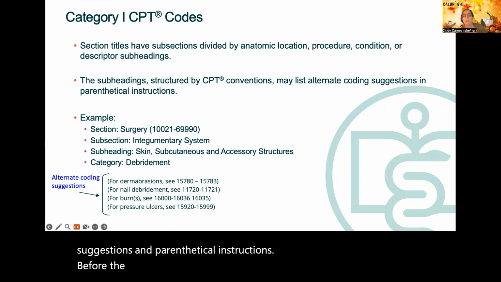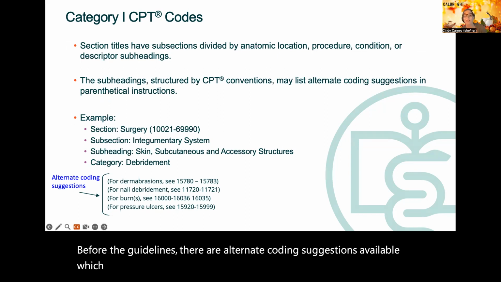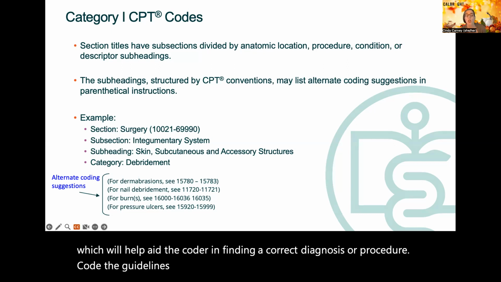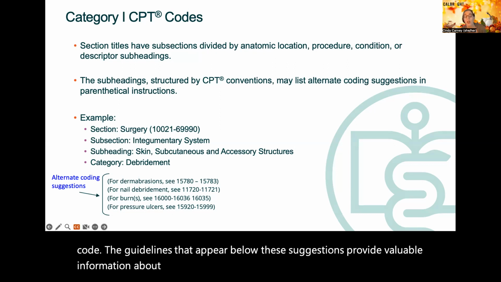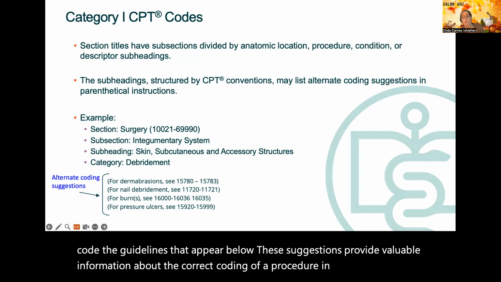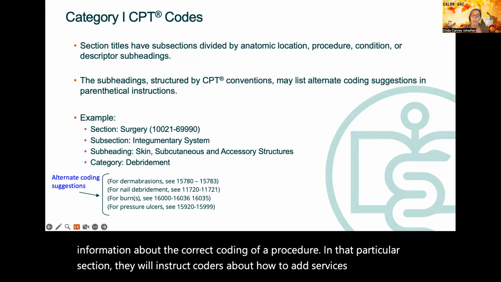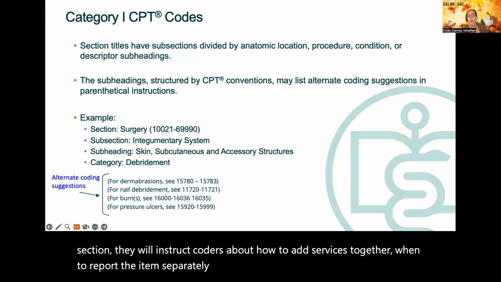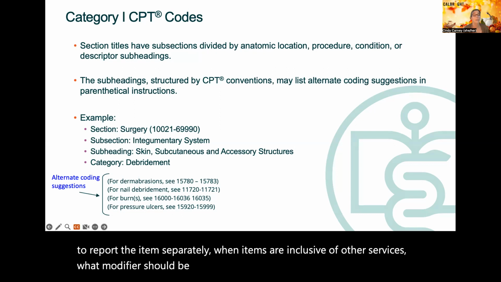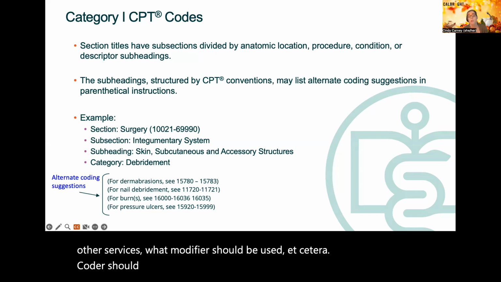Before the guideline, there are alternate coding suggestions available, which will help aid the coder in finding a correct diagnosis or procedure code. The guidelines that appear below these suggestions provide valuable information about the correct coding of a procedure in that particular section. They will instruct coders about how to add services together, when to report items separately, when items are inclusive of other services, what modifiers should be used, etc. Coders should also spend time familiarizing themselves with the guidelines.